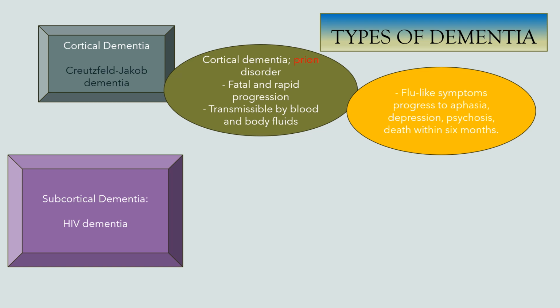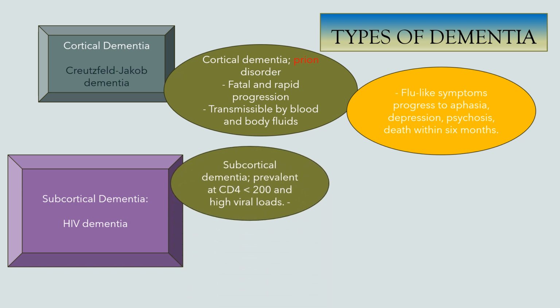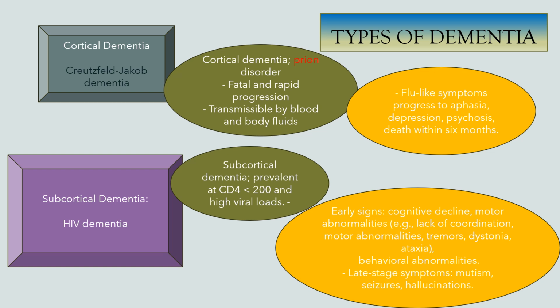Subcortical dementia is an HIV dementia. Subcortical dementia, prevalent at CD4 less than 200 and high viral loads. Early signs: cognitive decline, motor abnormalities like lack of coordination, tremors, dystonia, and ataxia. Behavioral abnormalities. Late stage symptoms: mutism, seizures, and hallucinations.